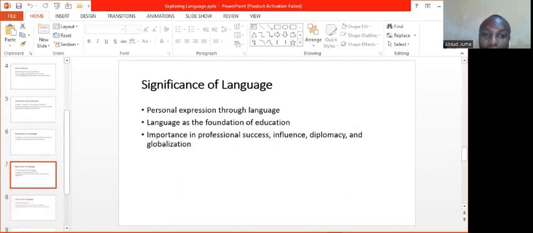And also the significance of language. We have personal expression through language. You can easily express yourself: what you are thinking about, what you want. And language is also a fundamental of education. Through language, we can pass on education. Just the way I'm doing it now is only through the use of language, and that's why we are able to learn. And another importance is in professional success, influence, diplomacy, and globalization.